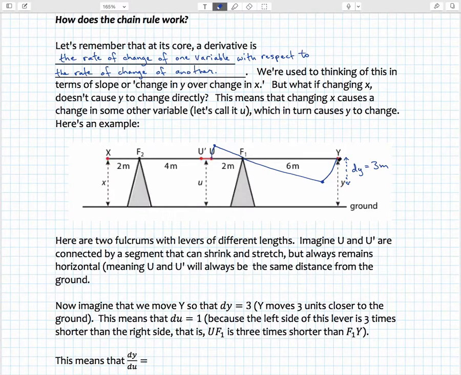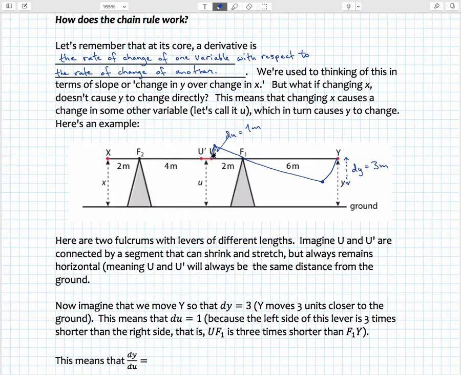So if this has changed by 3 meters, well, this change in the height of u is only going to have changed, there's our du, our change in u, well, it was only a third of what dy was, which is 1 meter. Okay?